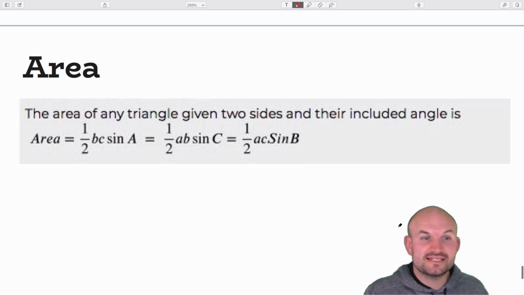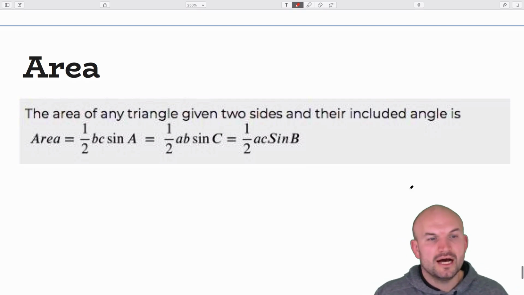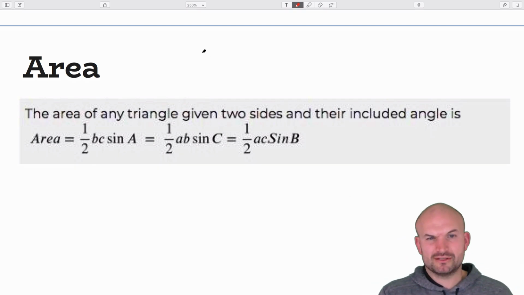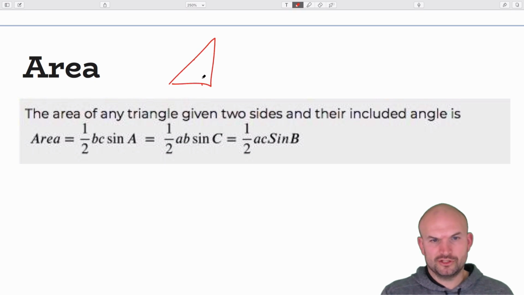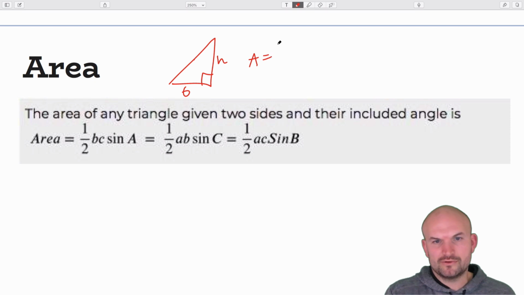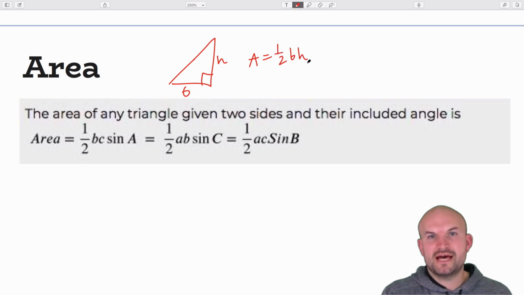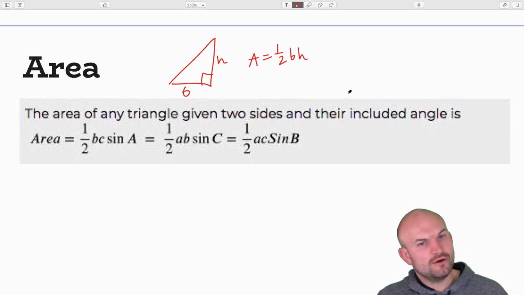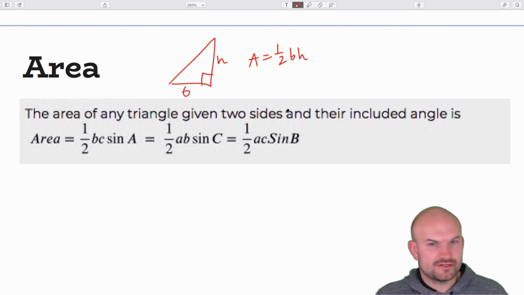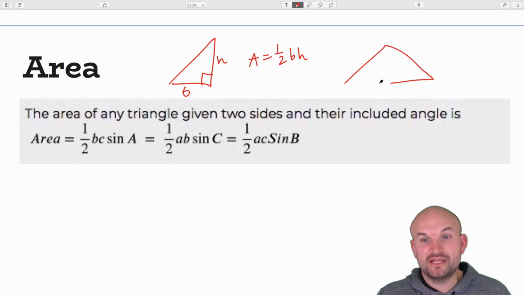All right, last but not least, we're going to talk about the area of a triangle. Now, again, remember when you have a triangle, like, you know, good old days, area equals 1/2 base times height. Well, what if you don't have a right triangle? Or what if you don't know the base or the height? Like, for instance, what if you have an oblique triangle? Well, again, if we think about this, we still need to figure out the base, right? But we've got to figure out the height.